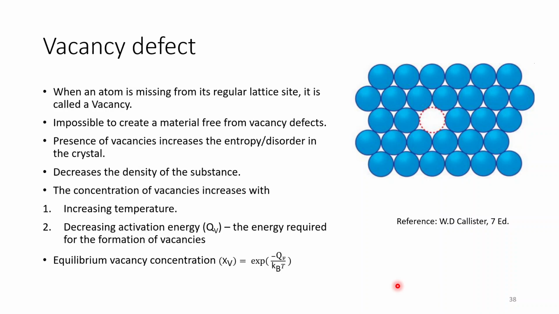The concentration of vacancies increases with increasing temperature and decreasing activation energy, which is the energy required for the formation of vacancies. This activation energy depends on the metal and type of bonding. Now the equilibrium vacancy concentration can be given as exponential of minus Qv upon kB T, where kB is the Boltzmann constant.